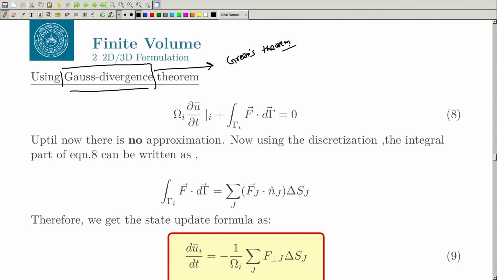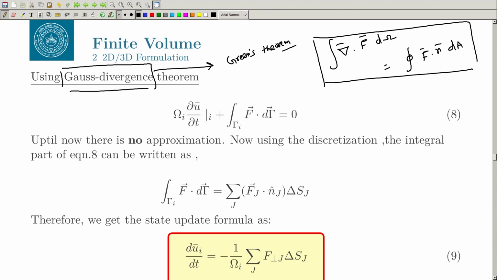So, what it says is that if you have any value, let us say this del dot f, which is around a volume, you can basically write it in terms of the f dot n dA. So, this is your Gauss divergence theorem.